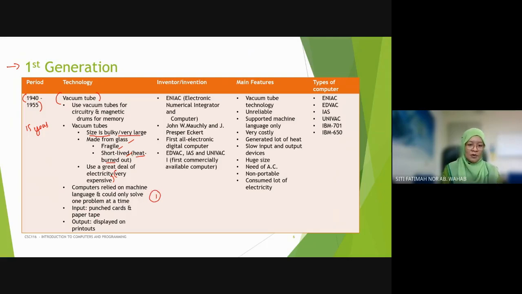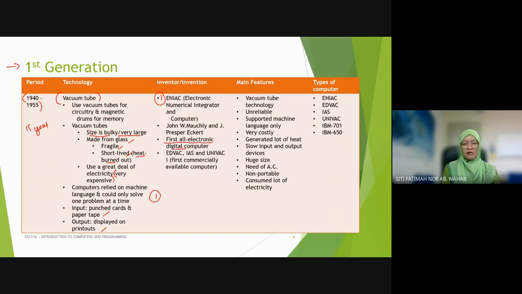And then the input used the punch card and the paper tape. The output will be displayed on a printout. The invention, we have the ENIAC, called Electronic Numerical Integrator and Computer. The inventors were John W. Mauchly and J. Presper Eckert. The ENIAC was called the first all-electronic digital computer.